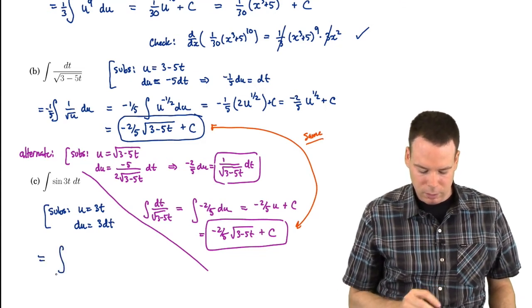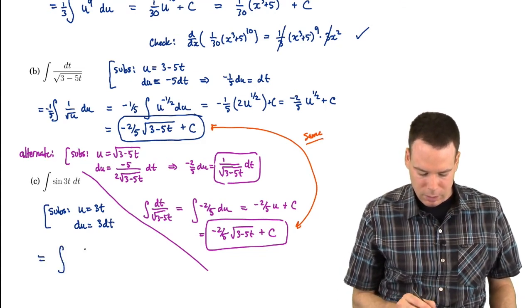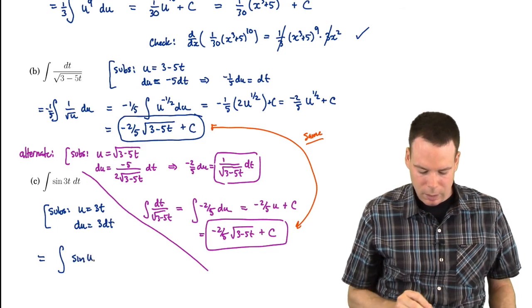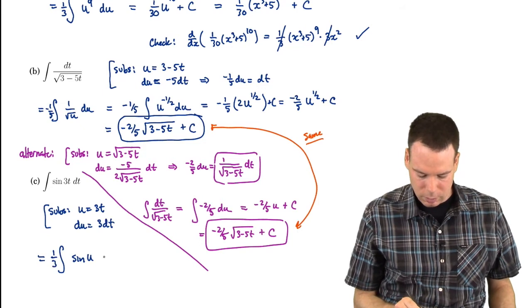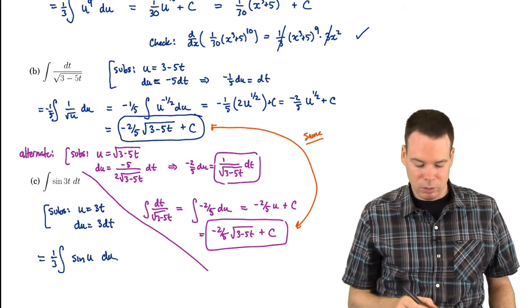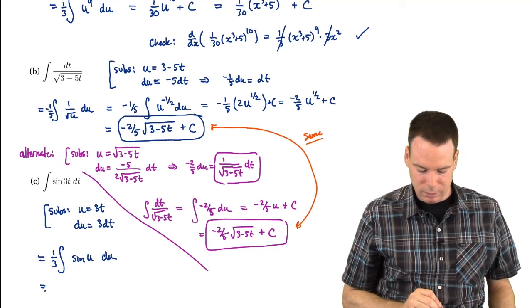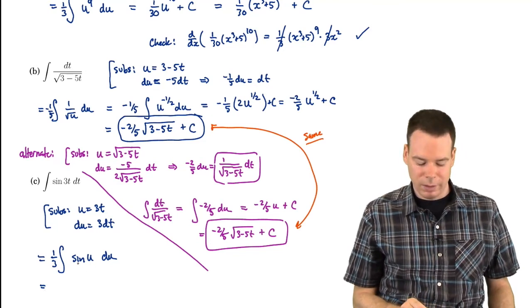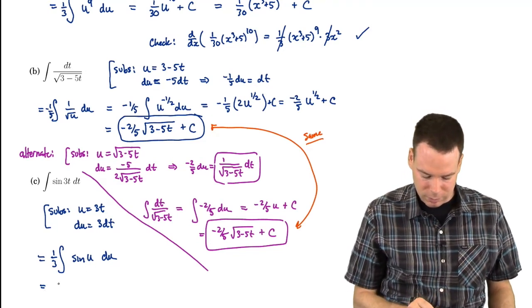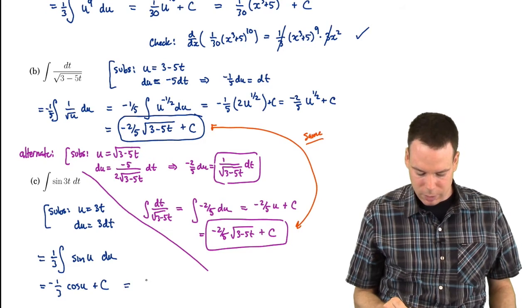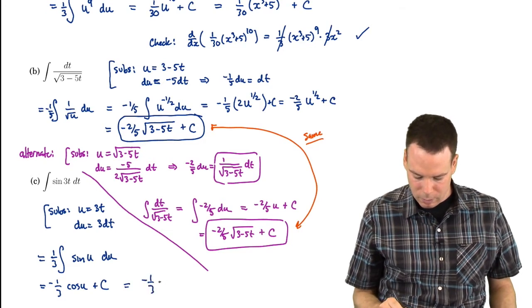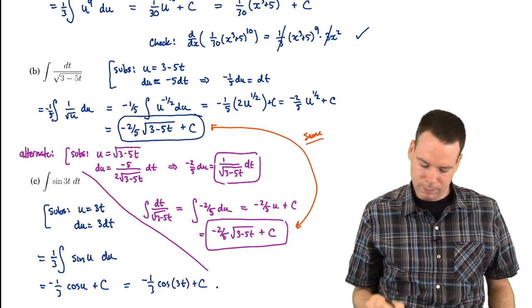Now, for the integral, I can replace the sine 3t with the sine of u. The dt I could replace with 1/3 du. And now I'm at that integral that I wanted. I substituted for the 3t, I now got that integral that I wanted, where the argument was just the variable itself. So the antiderivative of sine is negative cosine. And now I can plug everything back in. That would be negative 1/3 cos of 3t plus c.